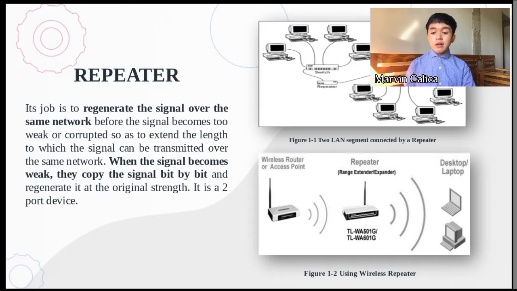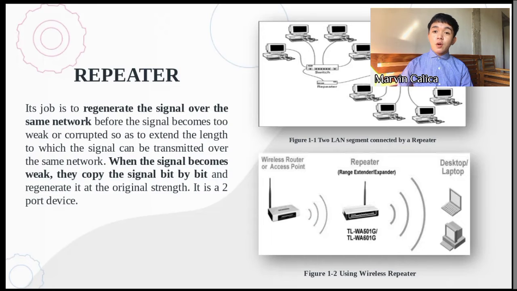Let's go with repeater. Its job is to regenerate the signal across the same network before it becomes too weak or corrupted, allowing the signal to be transmitted for long distance on the same network. So it is often used in household and some workplaces, buildings that can support this kind of setup. But an important reminder to be noted about repeaters is that they do not amplify the signal. They only copy it bit by bit and regenerate it as if it's the original one.